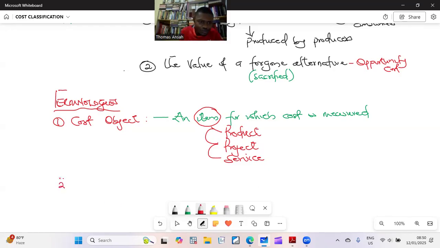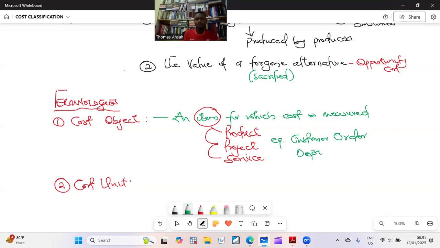The second terminology we need to understand, because we'll be using it gradually in our class, is a cost unit. You can even add a customer order to this, because if a customer places an order, you are doing what the customer wants you to do. Like I added the service, a department too: if you spent money because of a department, that's the cost object. Now, what then is a cost unit?